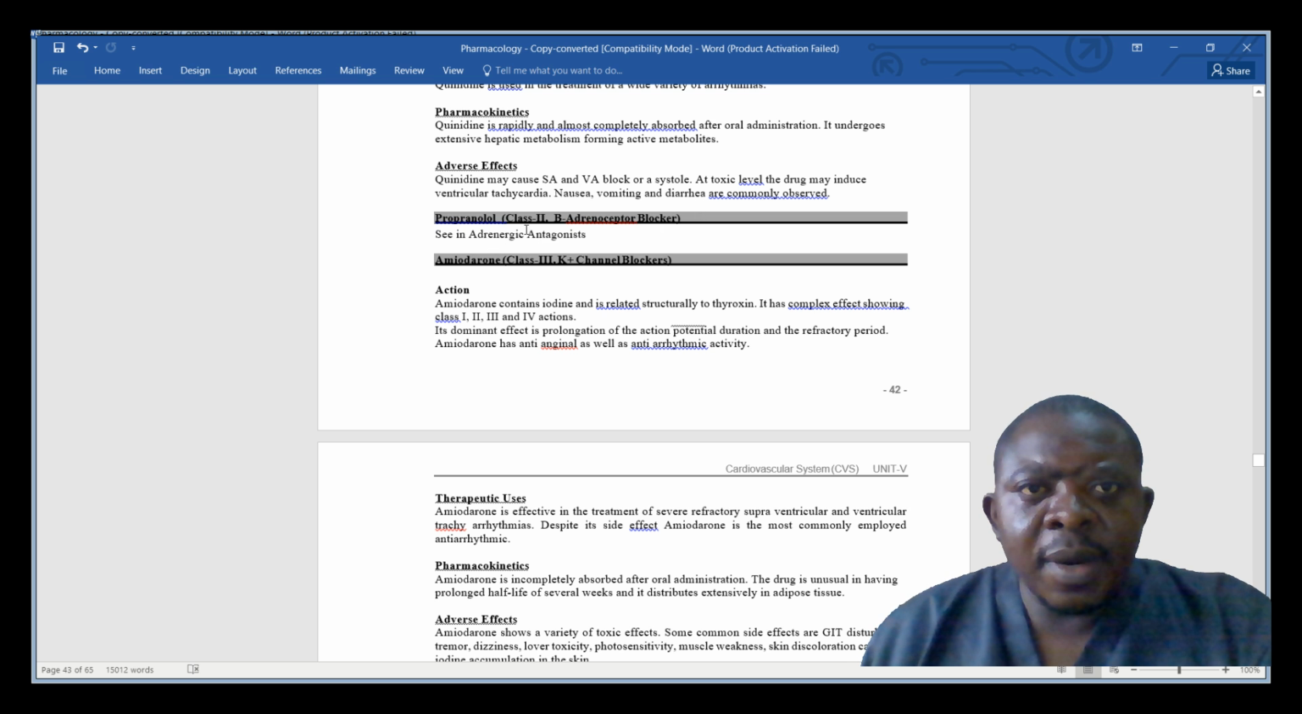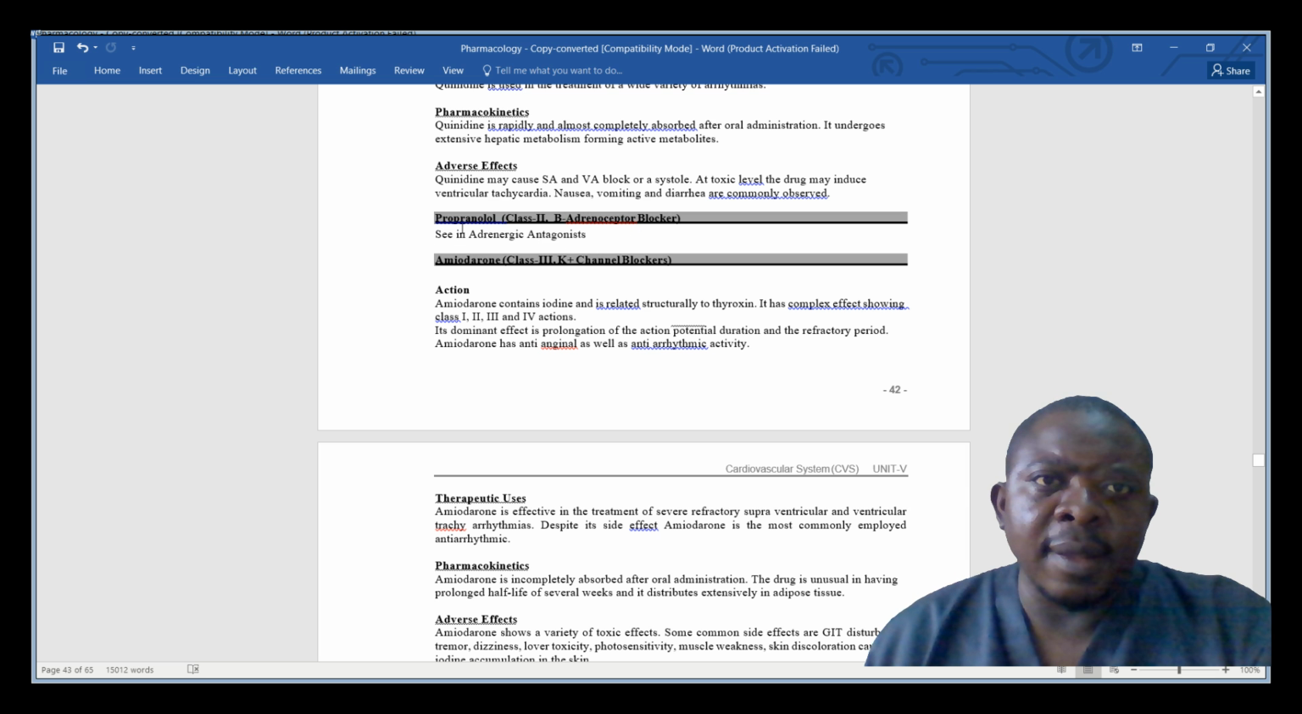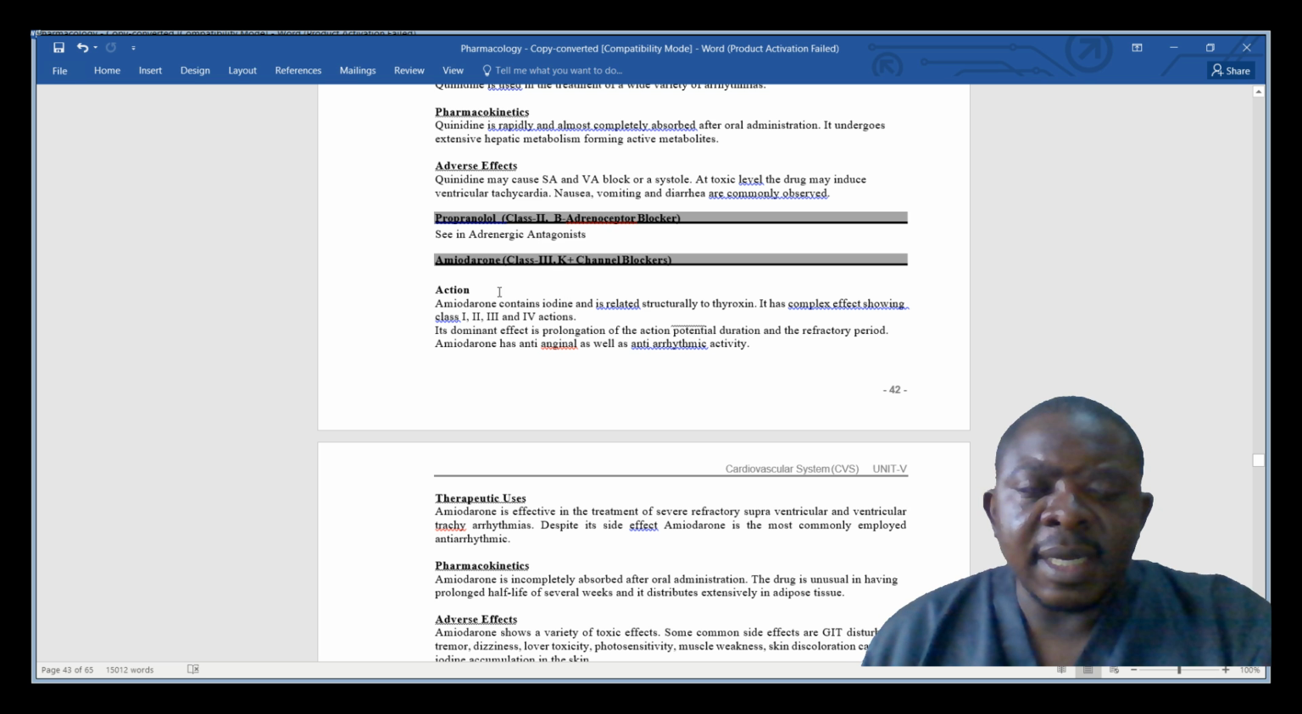Propranolol as class 2 and beta adenoceptor blocker. This one, beta blocker, we have already discussed it under anti-angina drugs and anti-hypertensive drugs. Class 3 potassium channel blockers, Amygdalin.